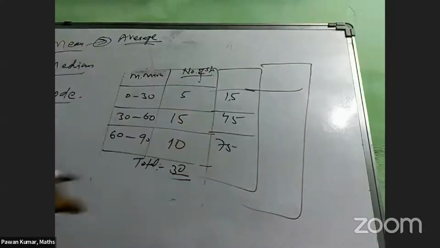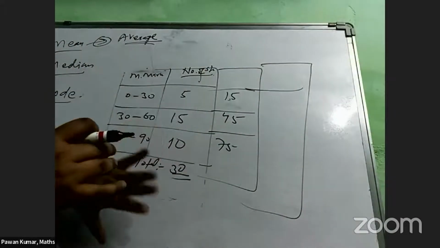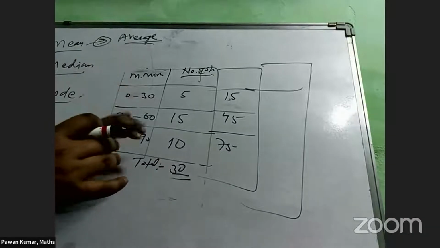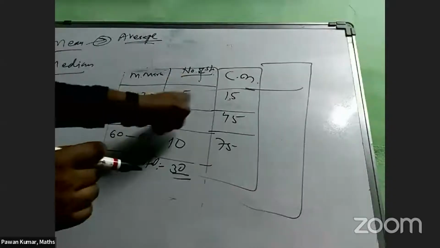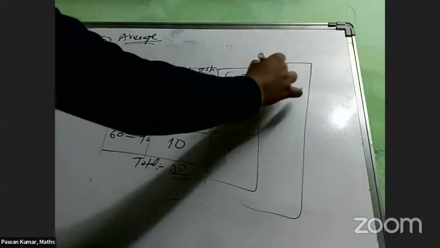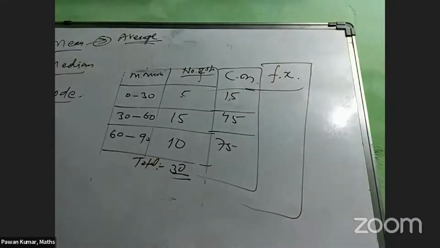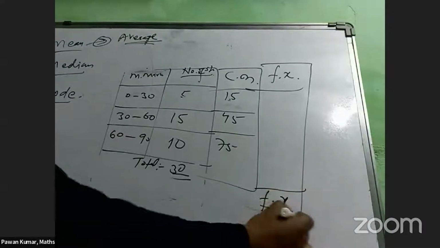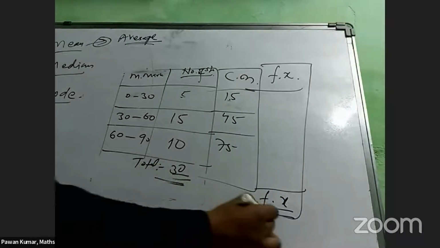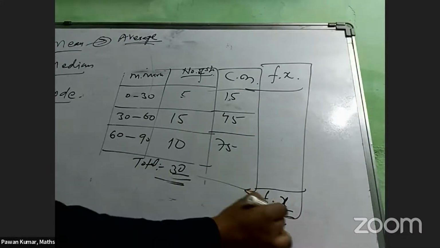Here I am saying this up to your 10th class. You have to find the class mark, and then multiply the class mark with the frequency. That is fx, f into x, where x is the class mark and f is the frequency. Whatever fx you get, the summation of fx, divided by the summation of f, is the mean.